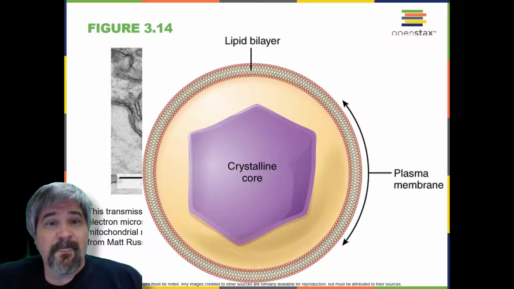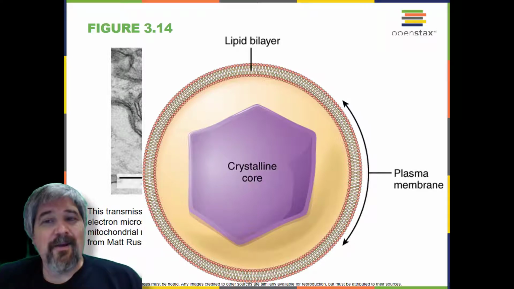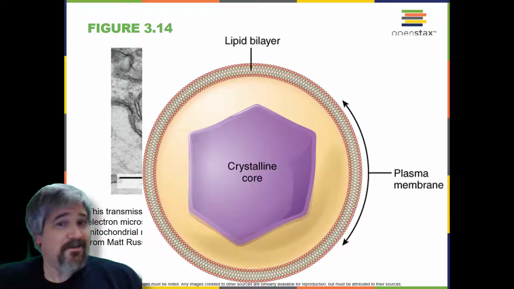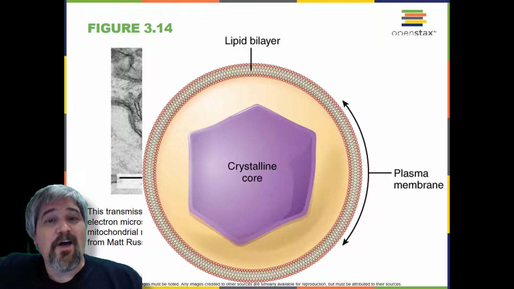Peroxisomes. Peroxisomes are small round organelles enclosed by single membranes. They carry out oxidation reactions that break down fatty acids and amino acids. They also detoxify many poisons that may enter the body. Alcohol is detoxified by peroxisomes in liver cells.